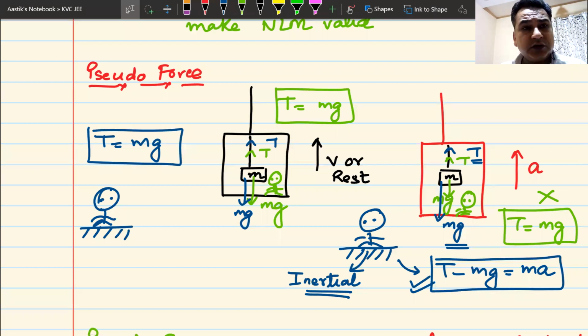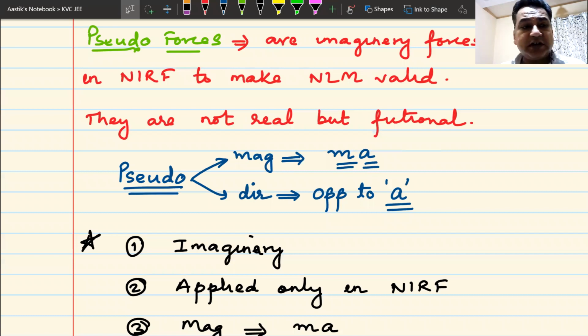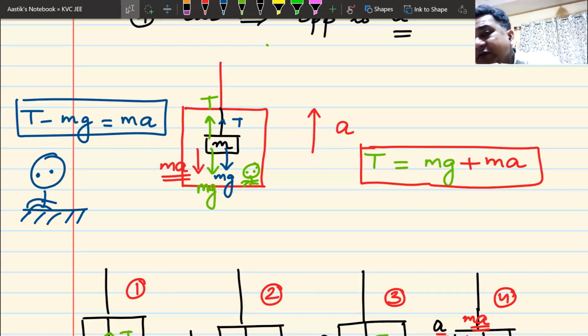What is a pseudo force? Non-real force, imaginary force. The magnitude of this non-real force is m into a. The direction is opposite to the direction of acceleration. Just apply this pseudo force from your non-inertial reference frame and your equations will now become valid. We also did few examples where we use this non-inertial reference frame and pseudo force.